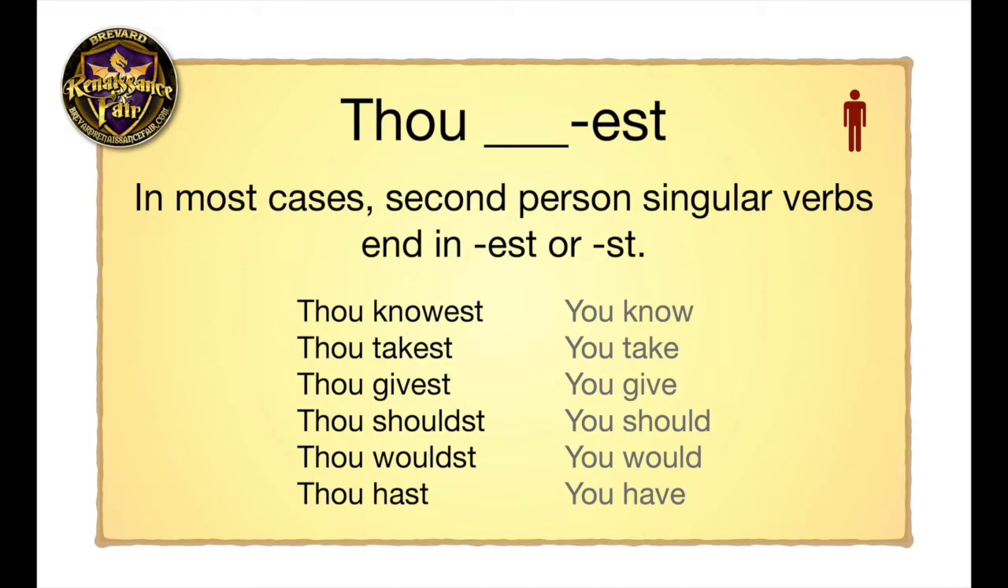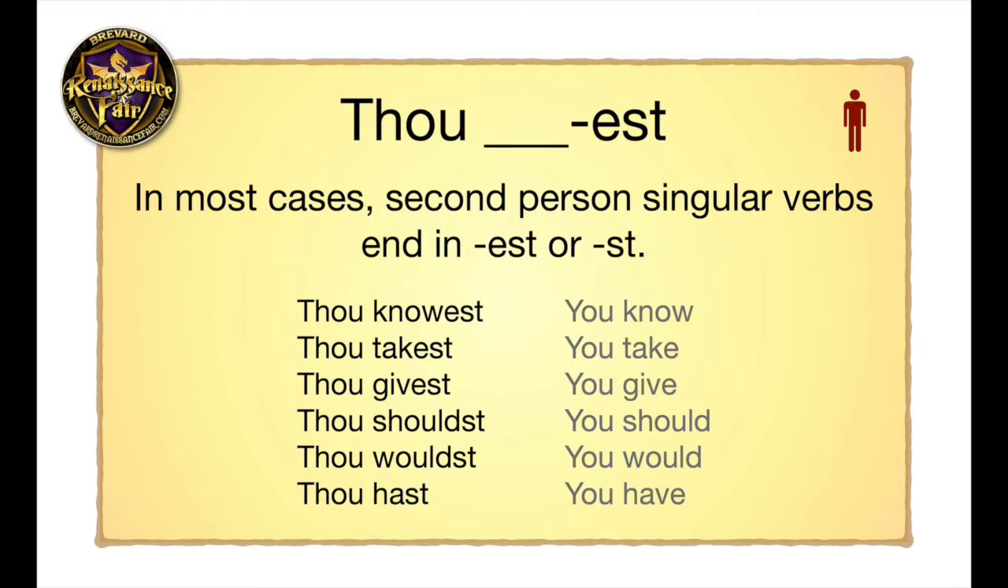Thou, est. In most cases, second-person singular verbs end in est or st. Thou knowest, you know. Thou takest, you take. Thou givest, you give. Thou shouldst, you should. Thou wouldst, you would. Thou hast, you have.